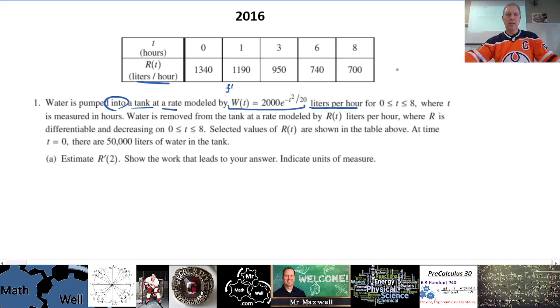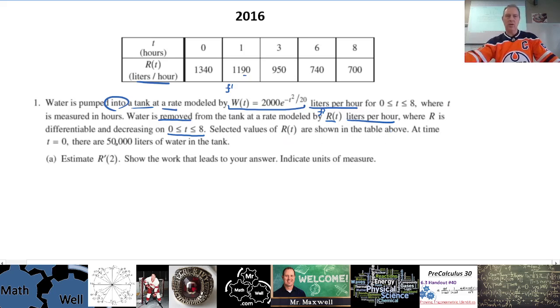So let's keep reading. Where t is measured in hours, water is removed from the tank at R(t). So R(t) is removal. There we go. So W is going in, R is removal, liters per hour. That's another rate. R is differentiable, and it's decreasing from 0 to 8. So the rate per hour of removal, you see it's going down each time. So we've got a rate going in and a rate going out. Selected values of R(t) are shown in the table above.